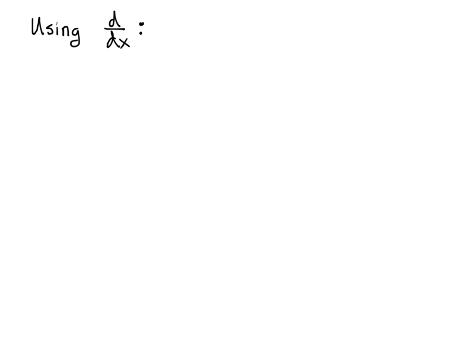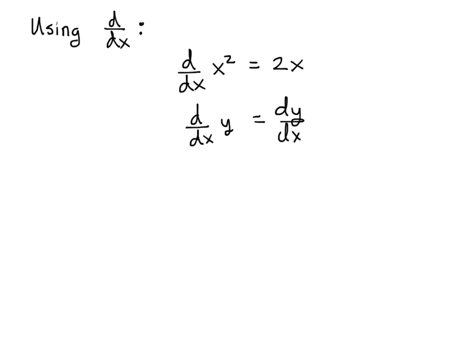Okay, so let's use this. I'm going to use the differential operator, d over dx. Something like this that you already know, if I take the derivative of x squared, I know that's going to be 2x, right? That's a derivative you know. If I take the derivative of just y, all I get is the derivative, dy dx. So there's nothing earth-shattering here.